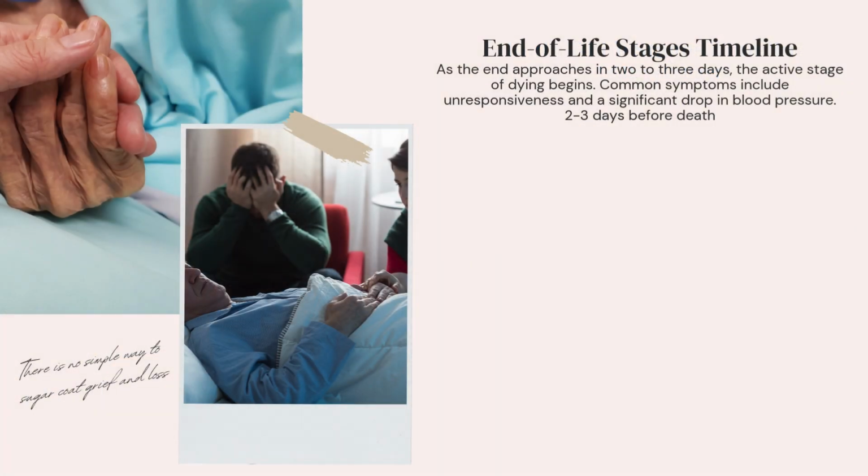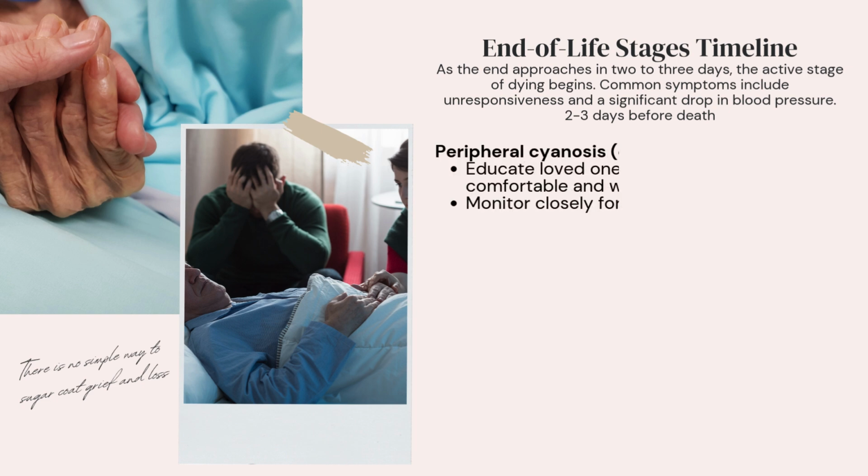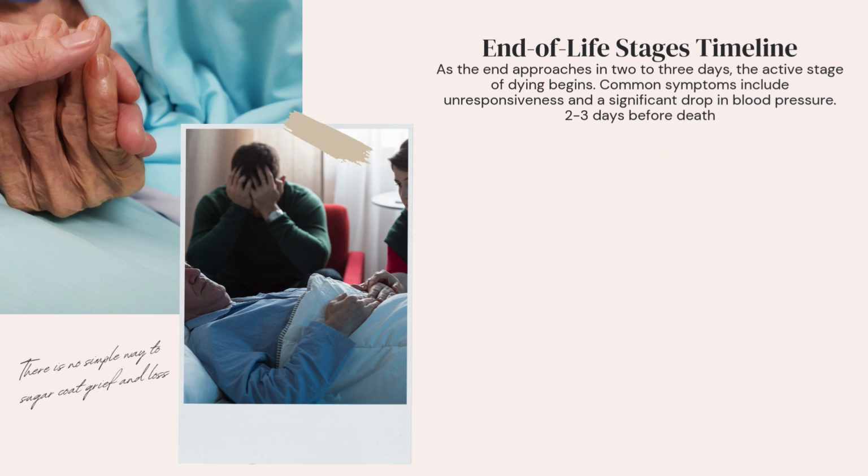As the end approaches, 2 to 3 days before a resident passes, the active stage of dying begins. Common symptoms include unresponsiveness and a significant drop in blood pressure. Residents could experience peripheral cyanosis, a condition that causes the skin on the hands, fingers, toes, or nose to appear bluish or dusky in color. Educate the resident's loved ones on this condition and keep the resident comfortable and warm. Monitor closely for changes in color.